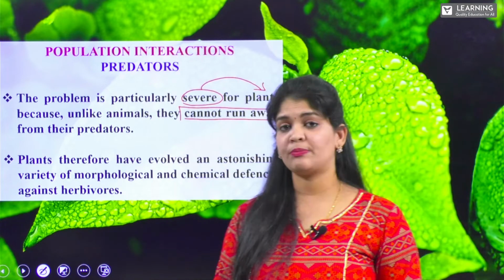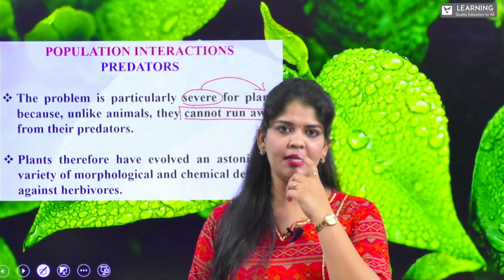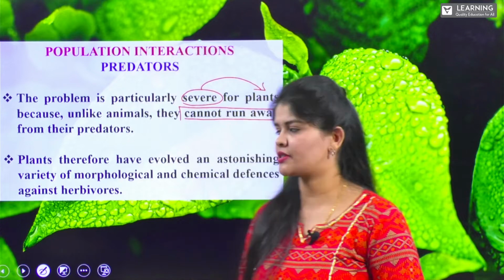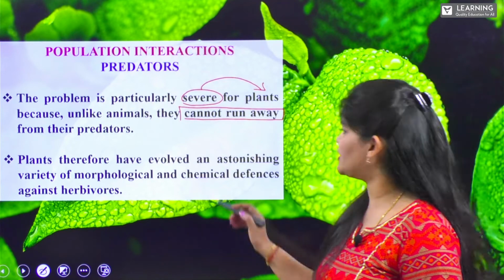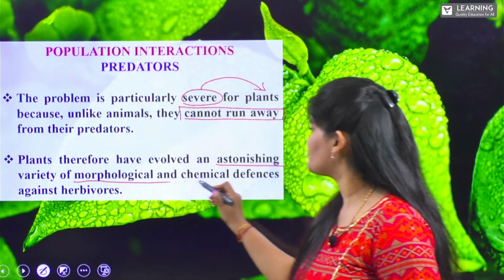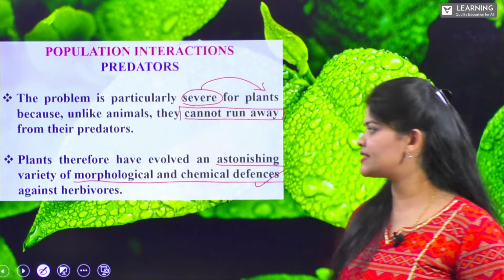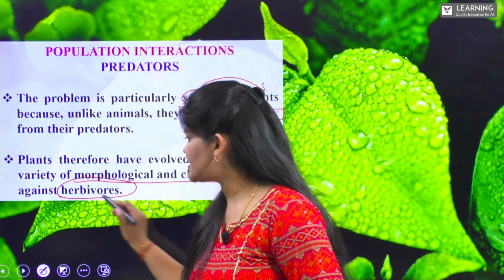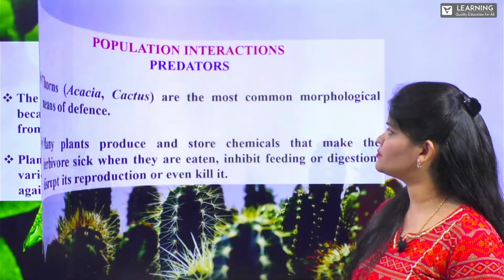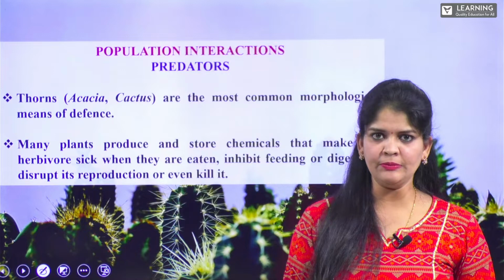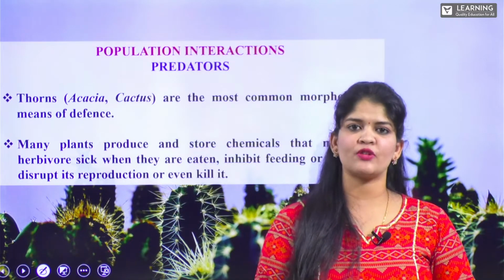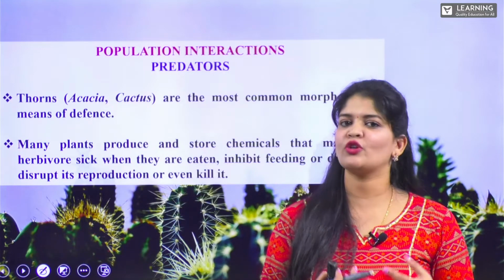So how are the plants protecting themselves against their predators? How have the plants evolved in such a way that they can protect themselves from the predators? So here, plants have evolved an astonishing, very surprising variety of morphological as well as chemical defenses against their predators. What are the predators? Herbivores are the predators of the plant system. Now, for example, one of the morphological adaptations taken by the plants to protect themselves against the predators is the formation of thorns.